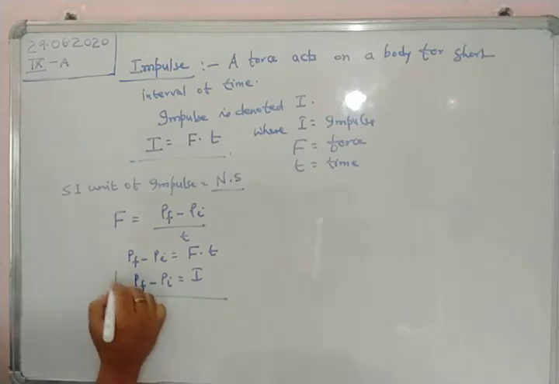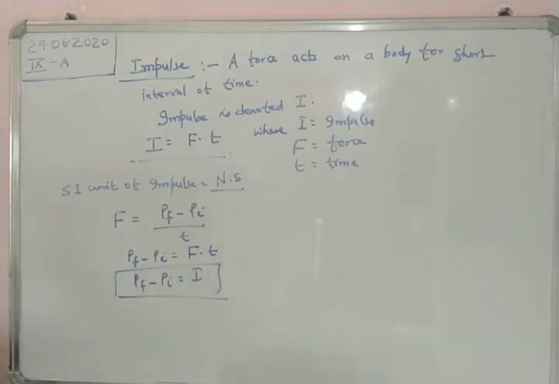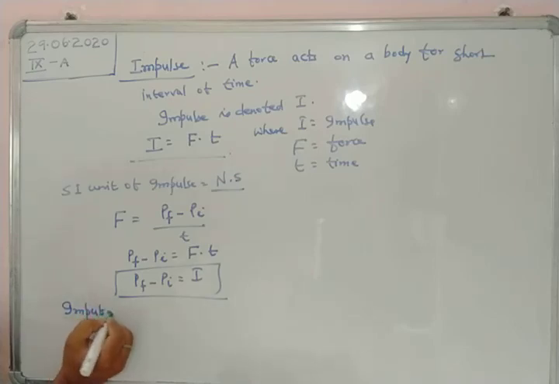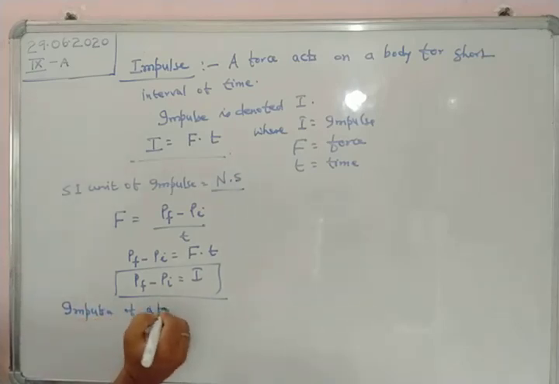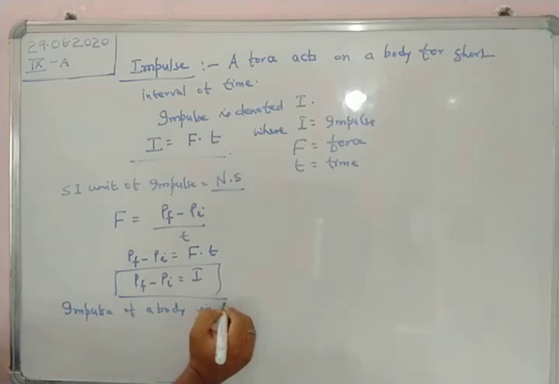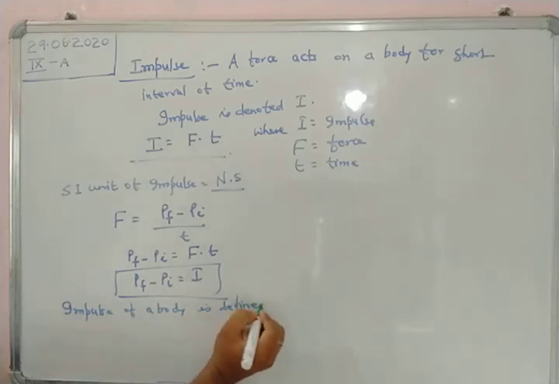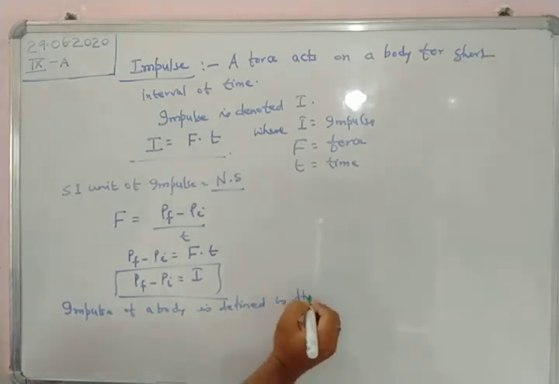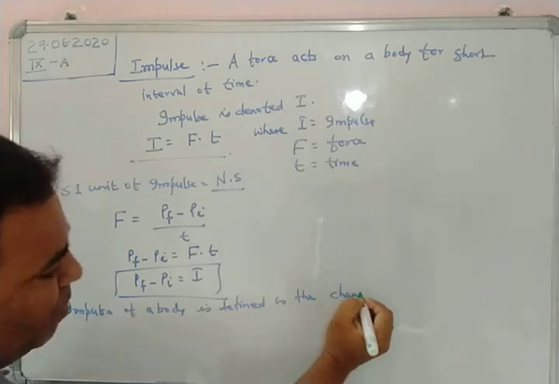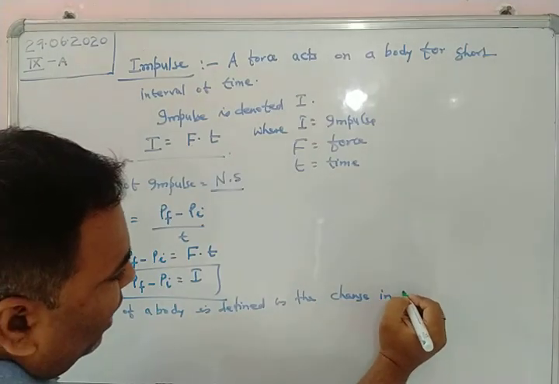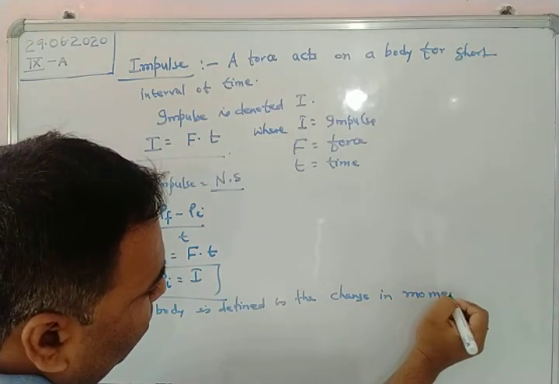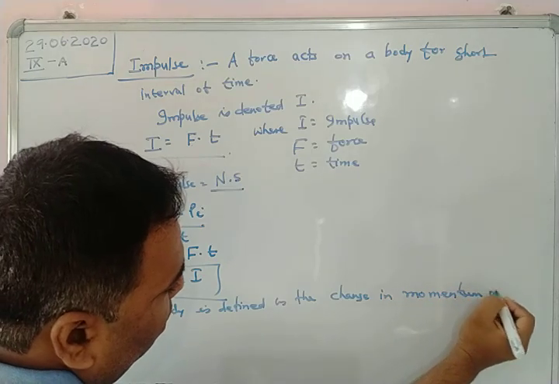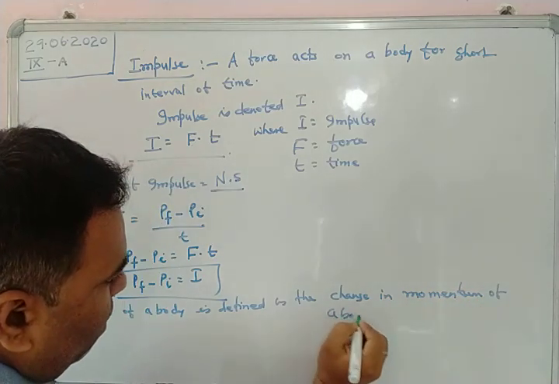So here is one more relation we are looking at. So there is another definition of impulse of a body. Impulse of a body is defined as the change in momentum of a body.